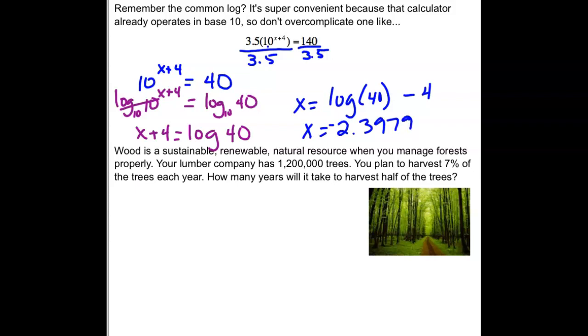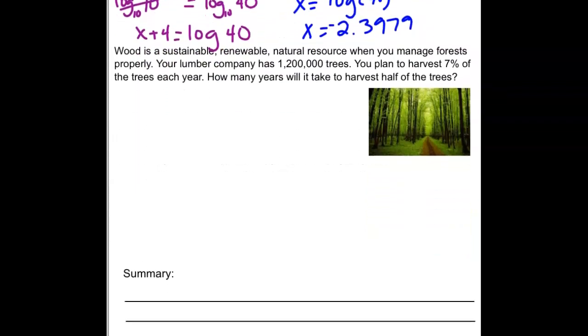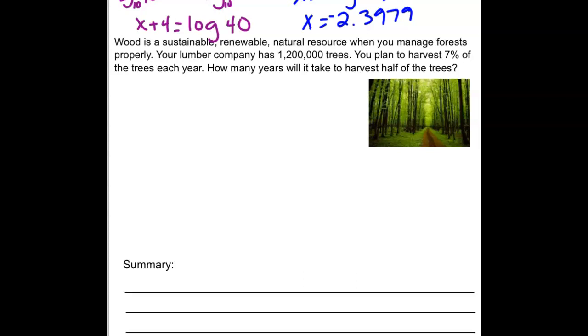All right, our last question today. It says, wood is a sustainable, renewable natural resource when we manage the forests properly. Your lumber company has 1,200,000 trees. You plan to harvest 7% of the trees each year. How many years will it take to harvest half of the trees?